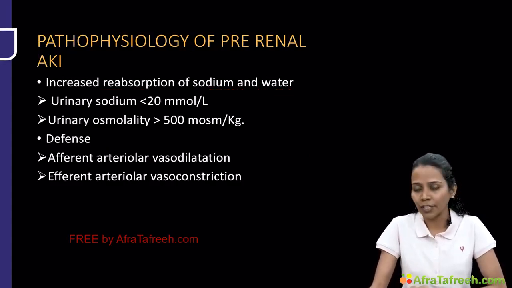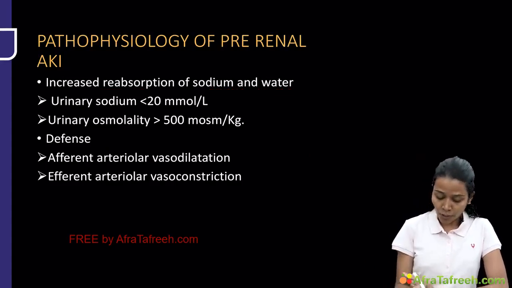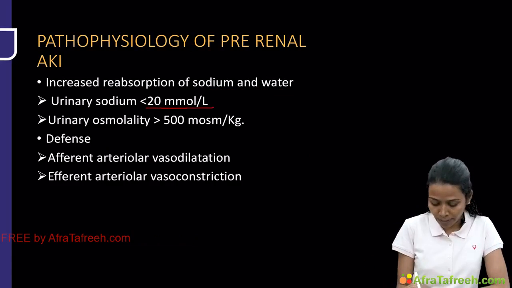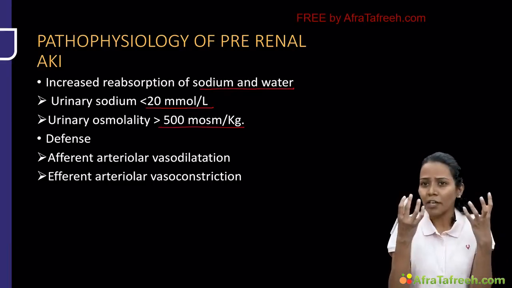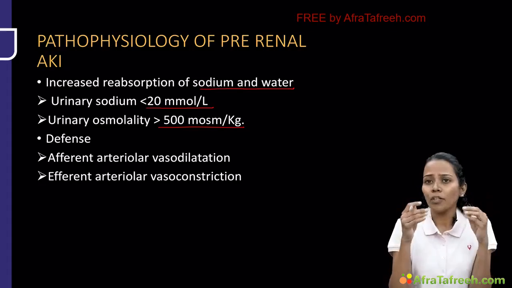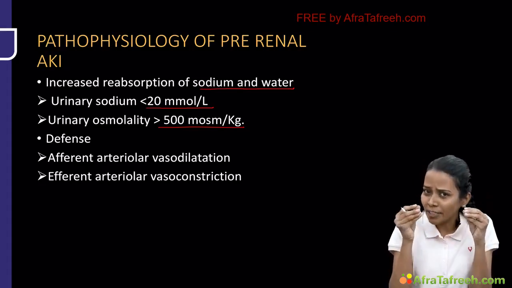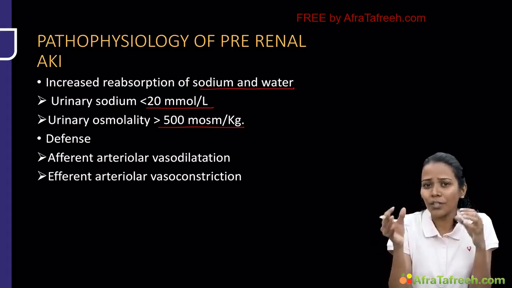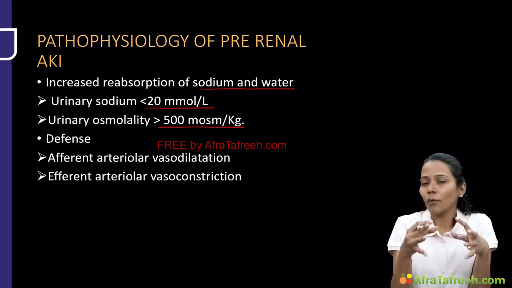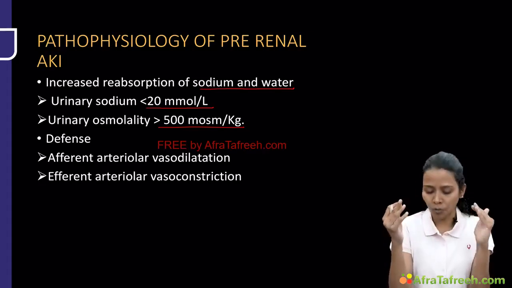So the kidney is going to try to reabsorb everything. So if you check urinary sodium, it's going to be less than 20 millimole per liter because there's going to be reabsorption of sodium and water. And urine is going to be highly osmolar urine, that is very concentrated urine, because the body is trying to excrete only a little urine, the minimal urine that is required to excrete the solutes, and sodium is going to be very less.